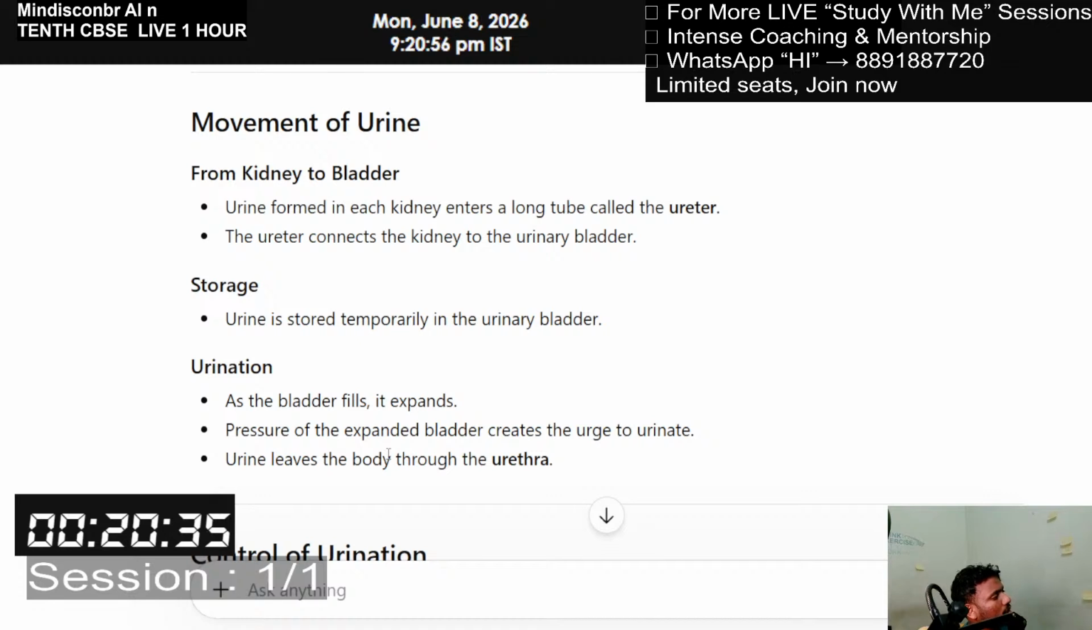Storage: urine is stored temporarily in the urinary bladder. Urination: as the bladder fills, it expands. Pressure of the expanded bladder creates the urge to urinate. Urine leaves the body through the urethra.